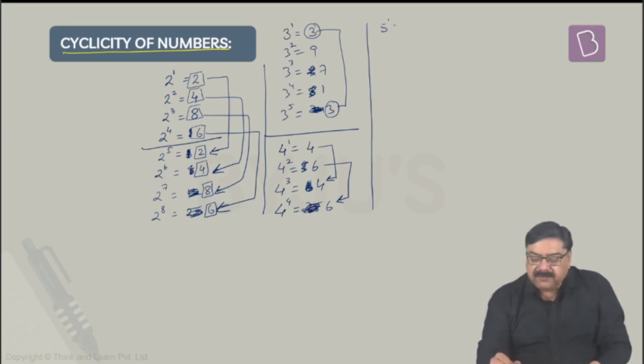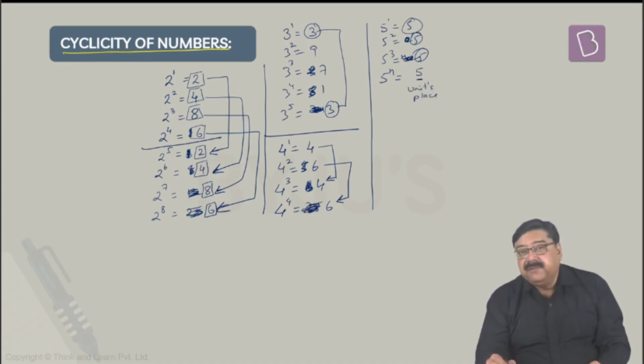Talking about 5, 5 power 1 is 5, 5 power 2 is 25. Remove 2, 5 power 3 is 125. Remove 1 and 2. Take any power of 5, in the units place always digit 5 will be found. So that is why we can say that number 5 has cyclicity of 1. Every 1 power has digit 5 in the units place.